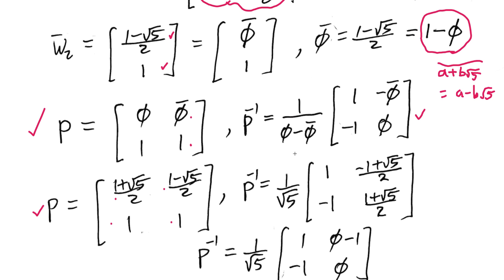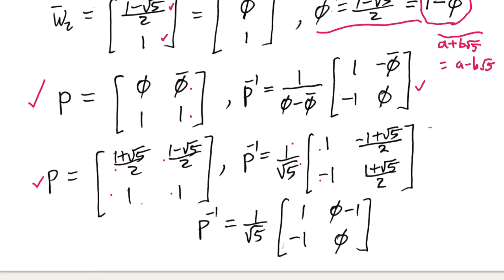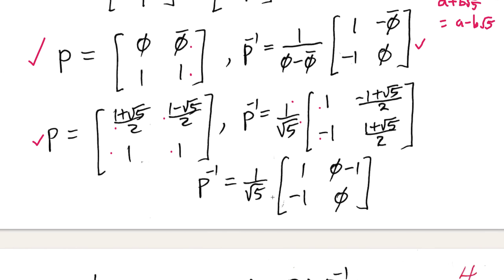P inverse: the difference of these two turns out to be the square root of 5. So that's 1 over the square root of 5 times 1, negative 1, reading down. This is negative phi bar, and then phi. By the way, negative phi bar from this formula right up here is actually phi minus 1 here. So we could also write P inverse this way. Alrighty, and there we go.